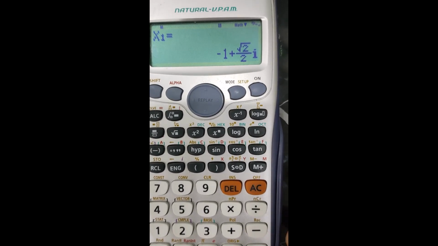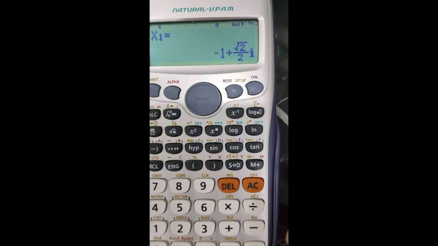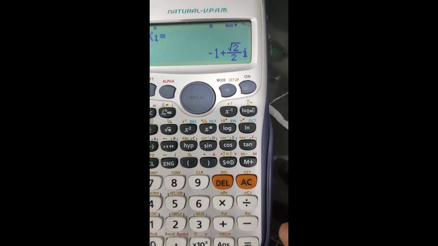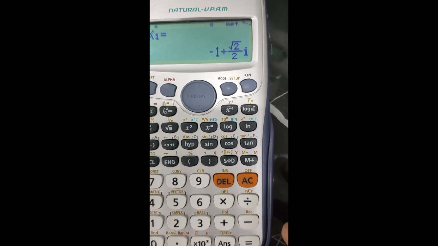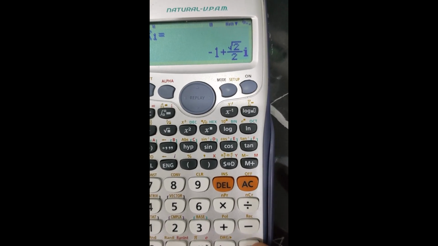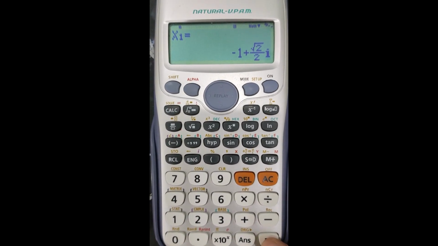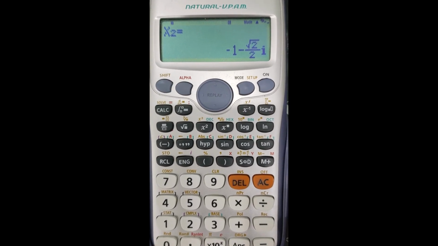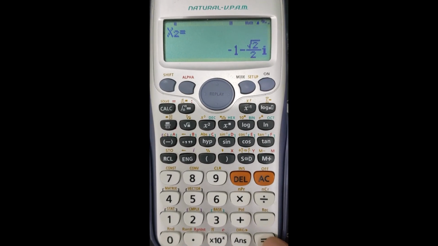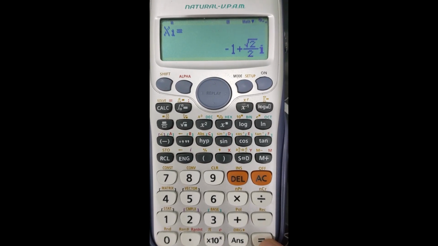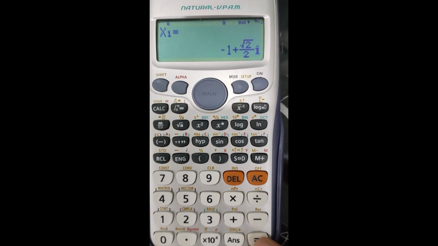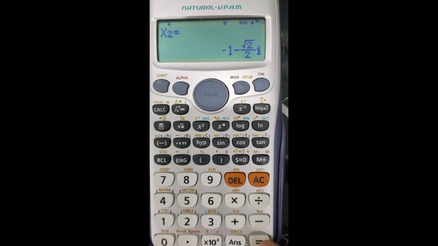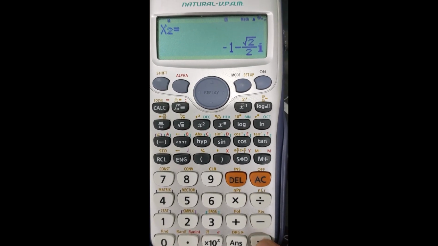That minus 1 is the value of alpha, which is the real value, while the beta, which is square root 2 per 2, is the beta value. And when you press again, which is x2, we have minus 1 minus the beta value. Previously we had minus 1 plus beta i, and then minus 1 minus beta i.